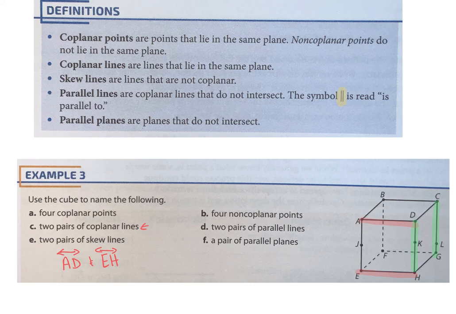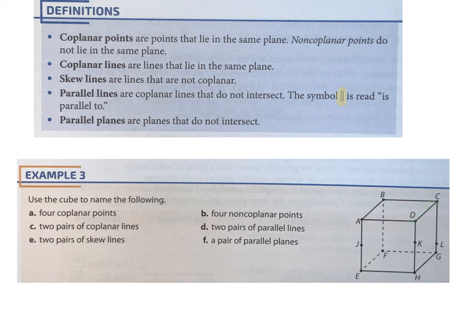Let's look at D. 2 pairs of parallel lines. Parallel lines have to be on the same plane. So this is easy. You can pick any 2 parallel lines. AB is parallel to CD, right? Parallel, they're on the same plane. They never intersect. So parallel is kind of easy. All right, parallel.